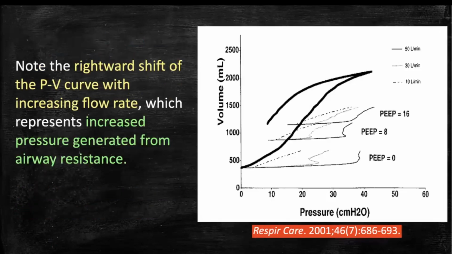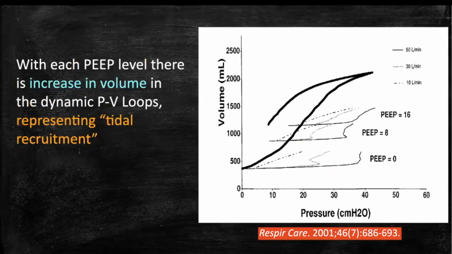And we can see here that as the flow is increasing, you can see the loops are moving towards the right. So just by increasing the flow, we are generating a kind of inflection point, a pseudo inflection point, just by increasing the gas flow. And also when the PEEP is increasing, we are seeing that the volume is increasing.